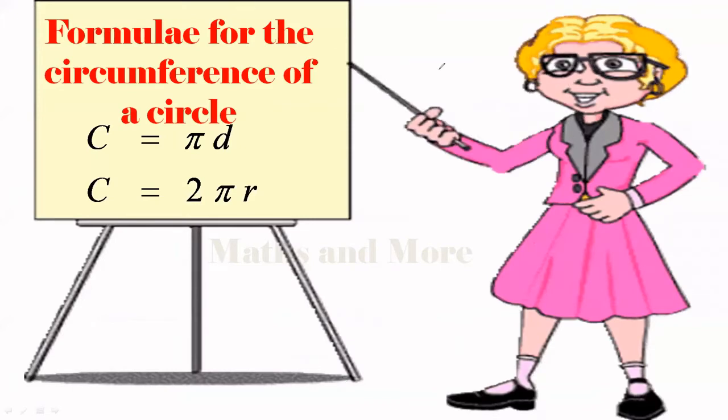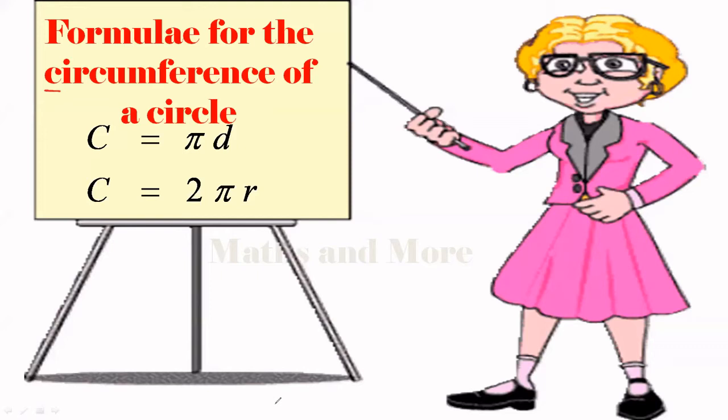The formula for the circumference of a circle is C equals pi D. Circumference's first letter is C, therefore we denote circumference by C. Diameter's first letter is D, therefore we denote diameter by D. Then the formula is C equals pi D.